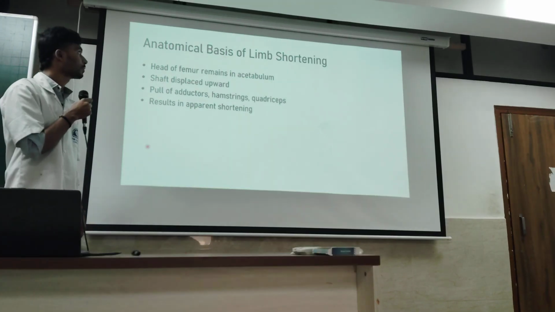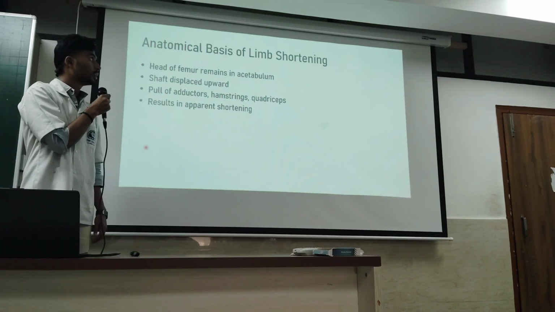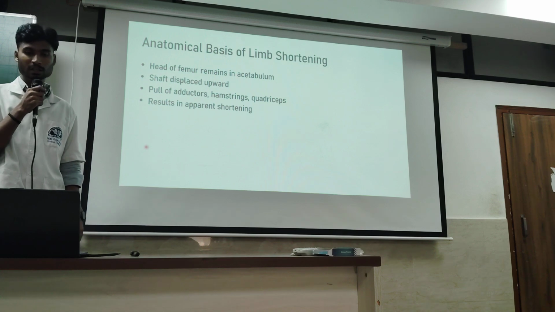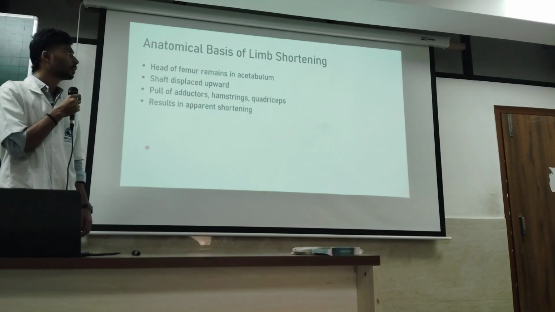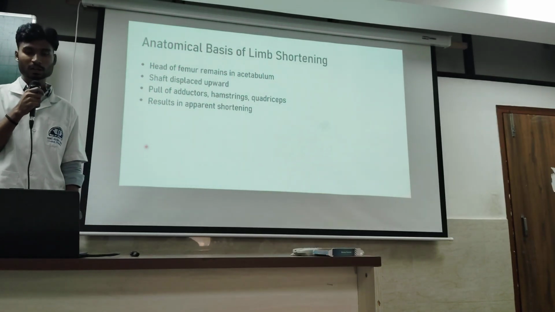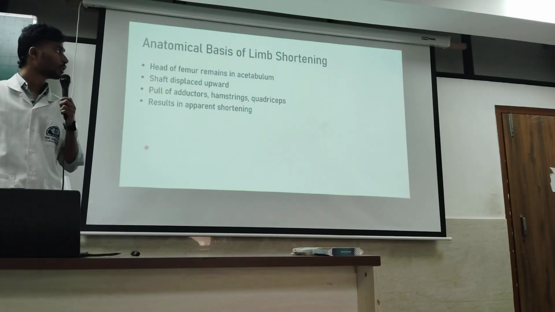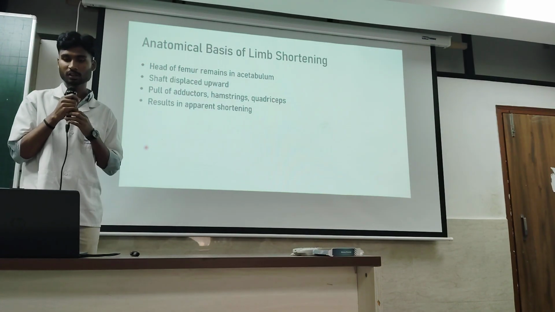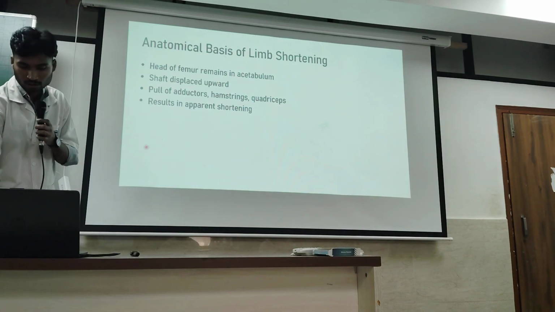The anatomical basis of limb shortening: limb shortening occurs because the head of femur remains in the acetabulum, while the shaft is pulled upward by strong thigh muscles, which are adductors, hamstrings, and quadriceps, which leads to apparent shortening of the limb.